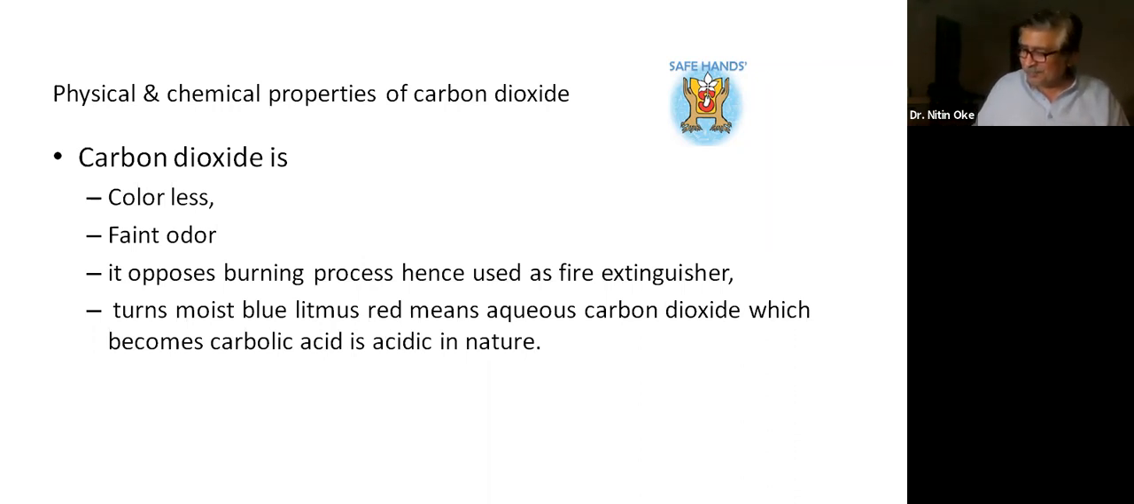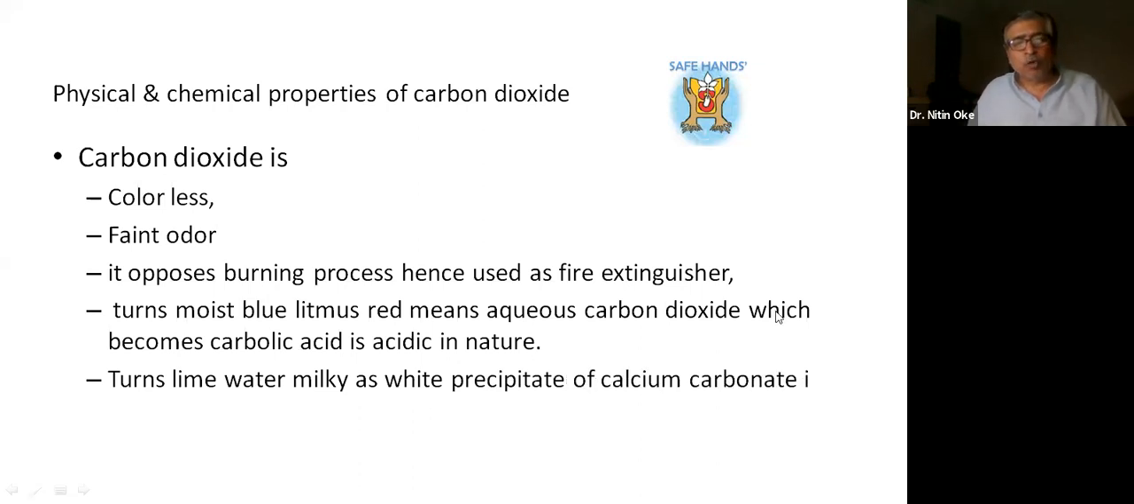Anyway, that is the way it is said. It turns lime water milky as a white precipitate of calcium carbonate is formed. All these experiments we have seen except odor.